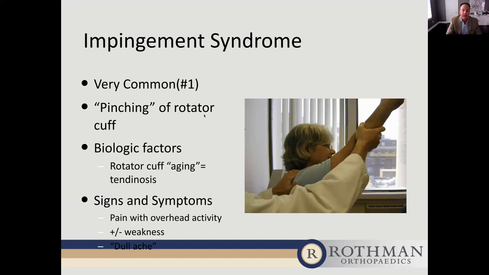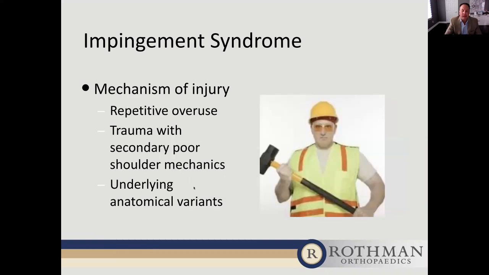Okay, let's talk about impingement syndrome. This is the most common thing I see in the office, period. This is from rotator cuff aging, or what we call tendinosis, which is degeneration of the rotator cuff. It's usually pain with overhead activity like this, and there can be some weakness. It's usually like a dull toothache. It doesn't usually wake you up at night, but it can if you lay on the shoulder. It can occur from repetitive use. It can occur from trauma because of secondary poor shoulder mechanics, like throwing a sledgehammer. There can also be underlying anatomical variations of the acromion, which can develop a bone spur or a point on it that can rub on the rotator cuff.